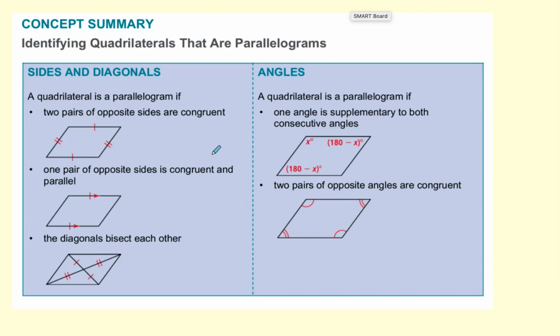And here's the concept summary. These are all the ways you can determine if something's a parallelogram. If any of these things are happening, you can say it's a parallelogram when you're looking at sides. And when you're looking at angles, you can look at this: if one angle is supplementary to both consecutive angles, or if two pairs of opposite angles are congruent, then it's going to be a parallelogram.